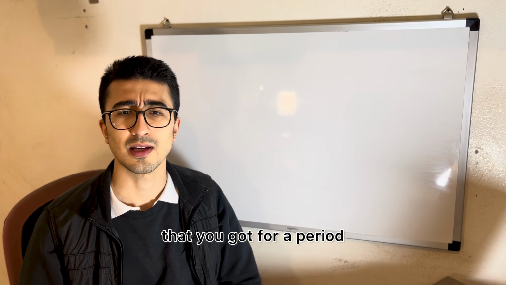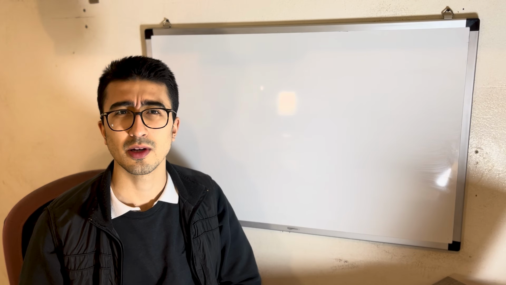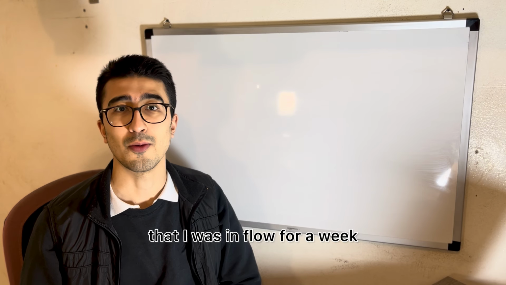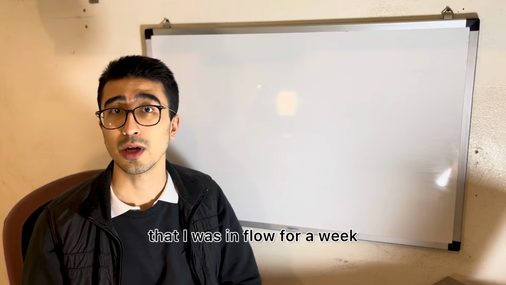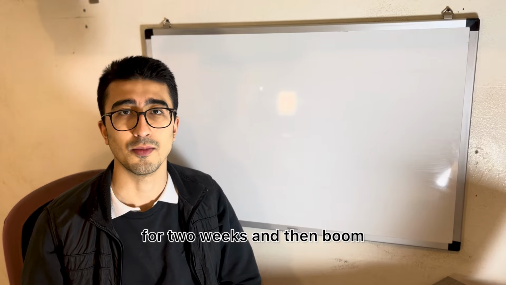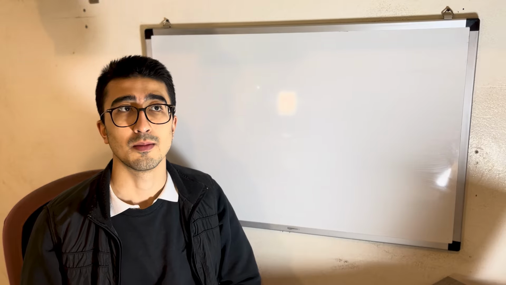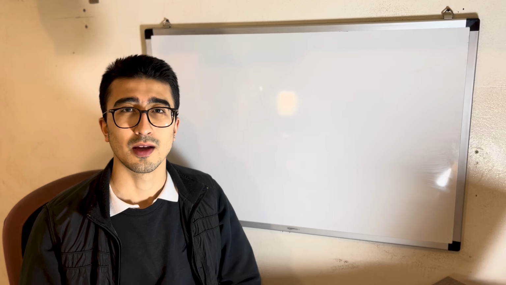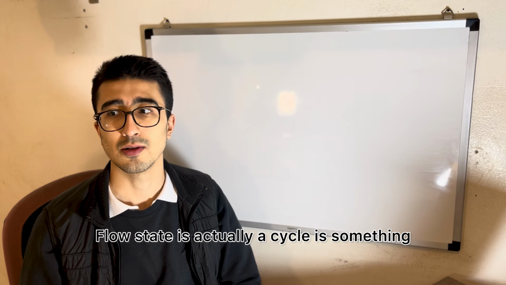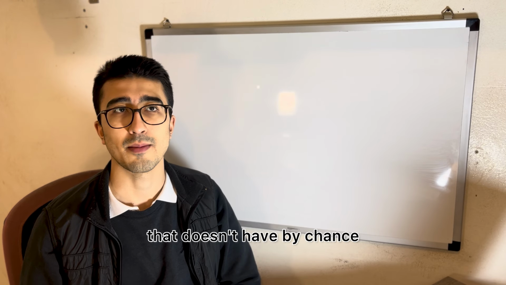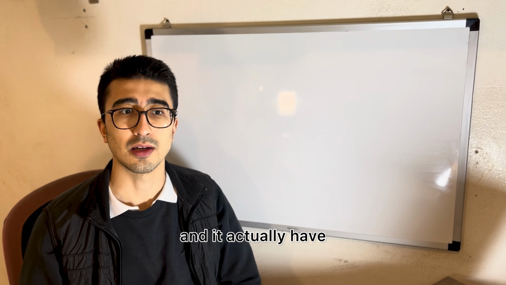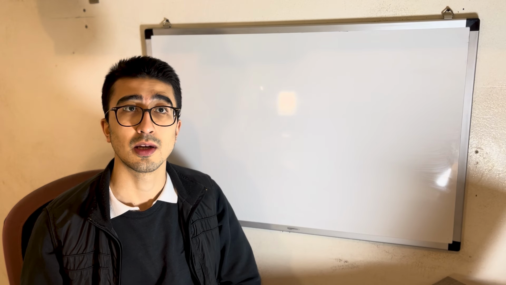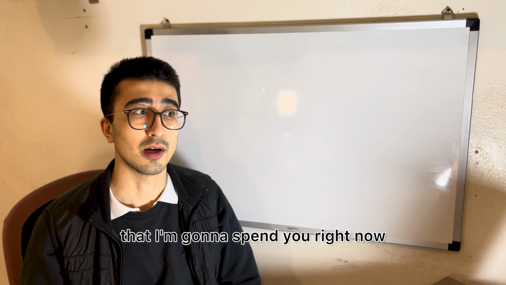Is it something that you got for a period? I used to think like that. I was in flow for a week, for 2 weeks, and then boom, it just crashed. But what I found out is that flow state is actually a cycle. It doesn't happen by chance, and it actually has 4 different stages that I'm gonna explain right now.